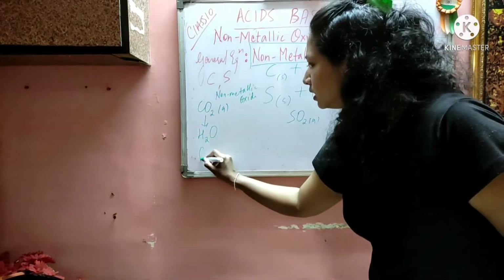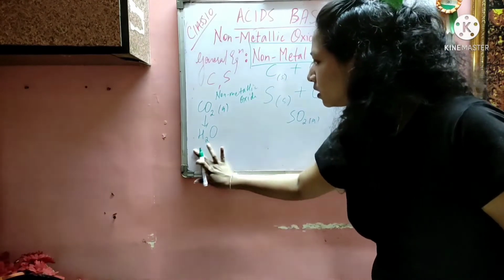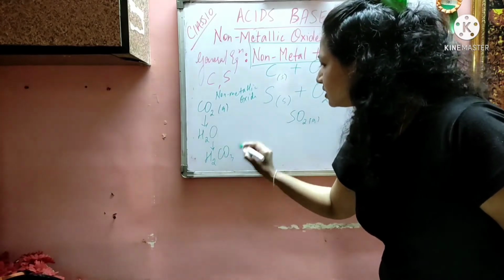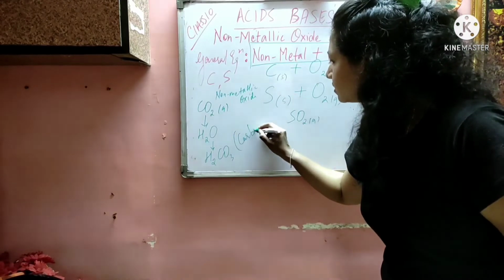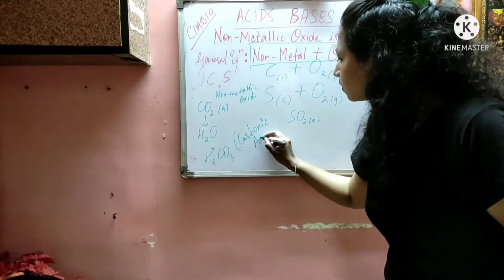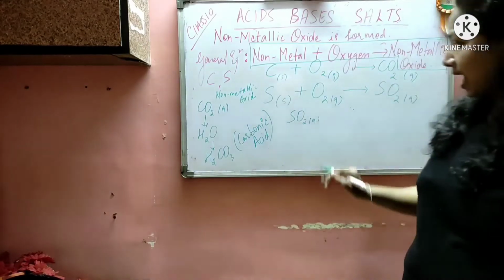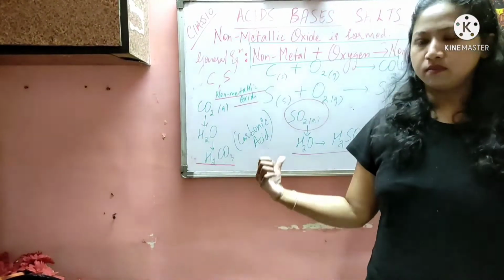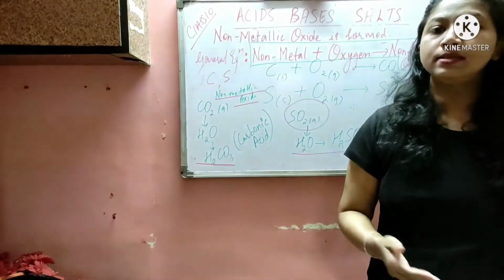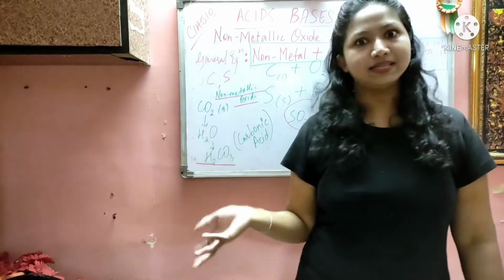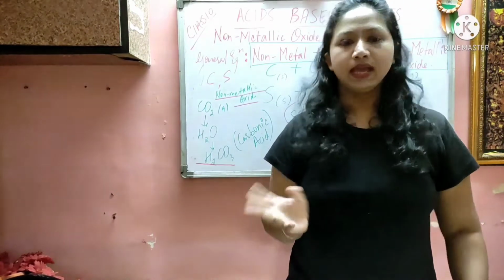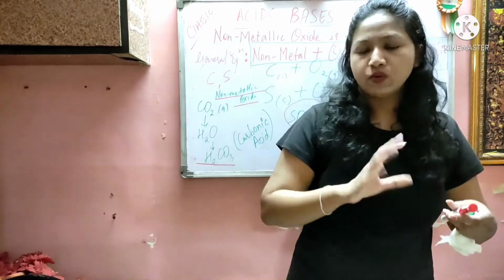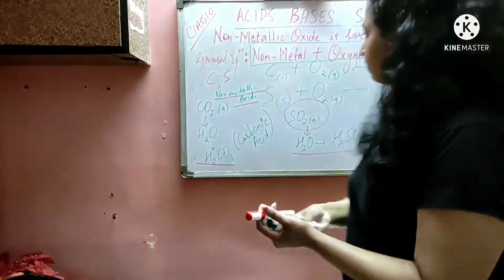H2CO3, which is nothing but, guys, carbonic acid. Okay, and when a non-metallic oxide is dissolved in water, what you get is acid. Hence non-metallic oxides are acidic in nature. Okay, fine. Now let's see, when non-metallic oxides, which are acidic, react with a base, what happens?